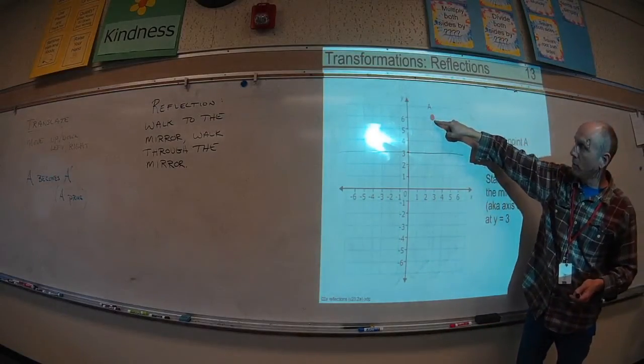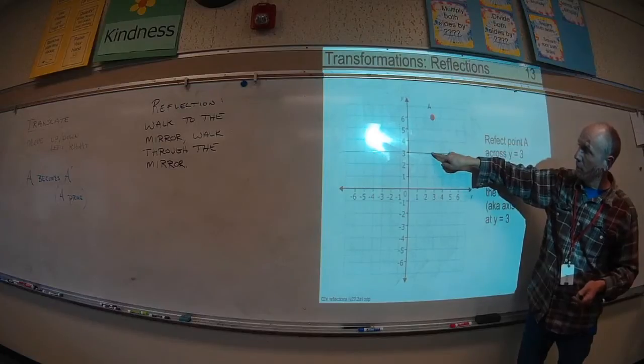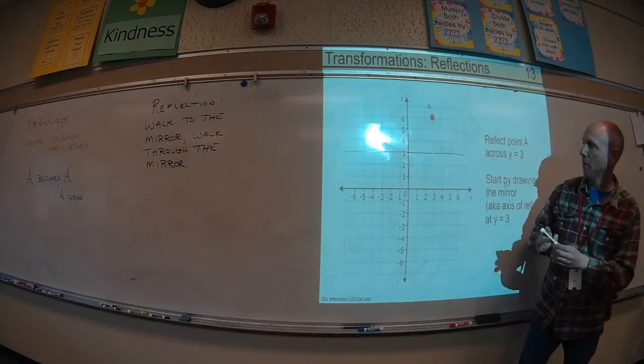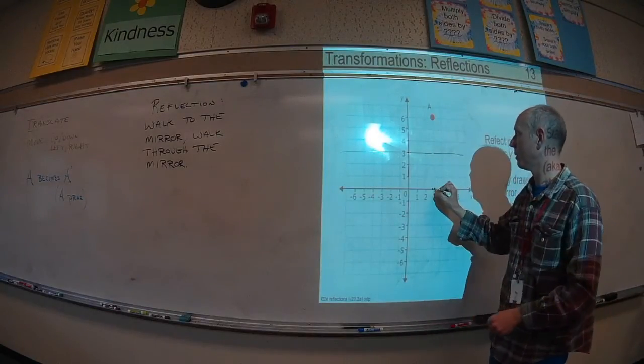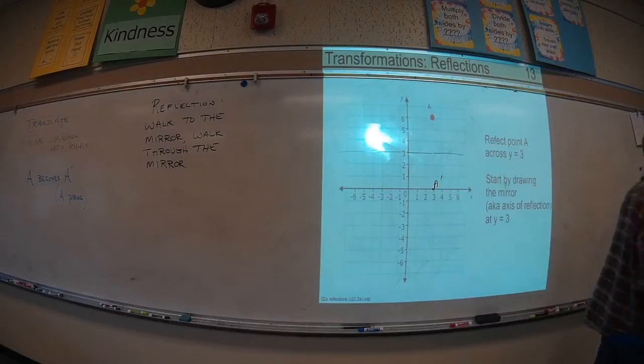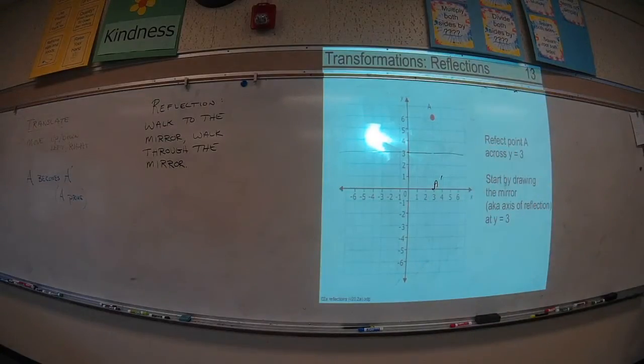Walk to the line. Count with me. 1, 2, 3. Through the line. 1, 2, 3. There we go. What's the name of this point? A prime. So it's remembering how to graph y equals 3.